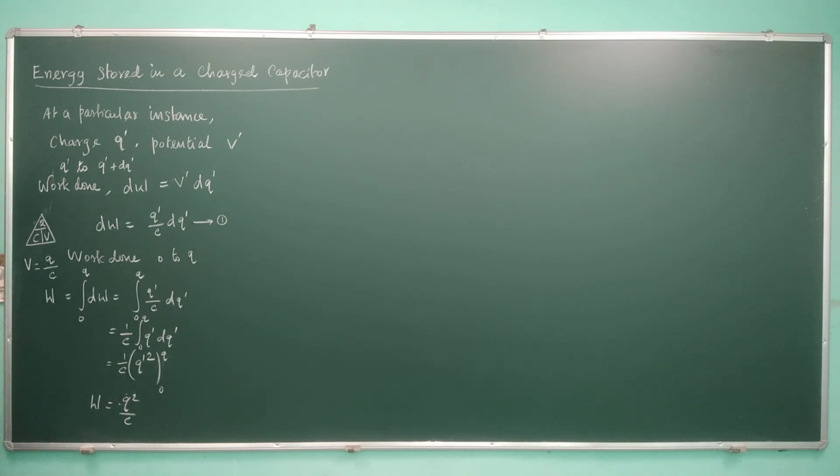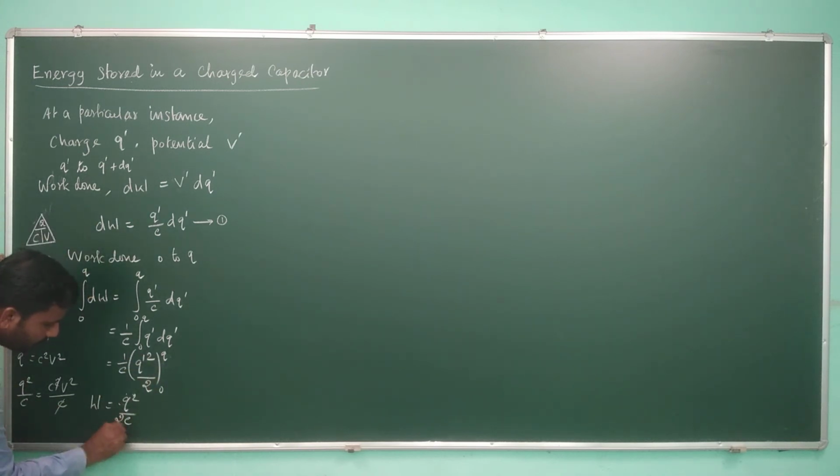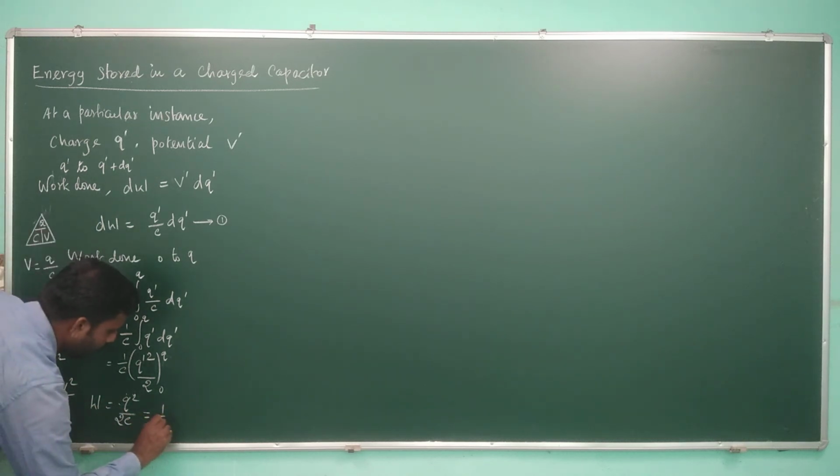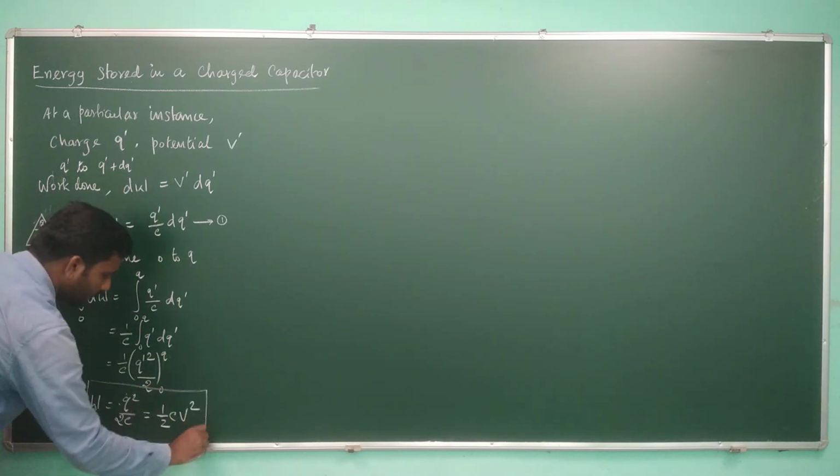But what is Q square? Q is equal to CV, so Q square equals C square V square. Therefore, Q square by C becomes C square V square by C. It becomes CV square. And here there is a 2, so it becomes 1 by 2 CV square. So that is the work done.